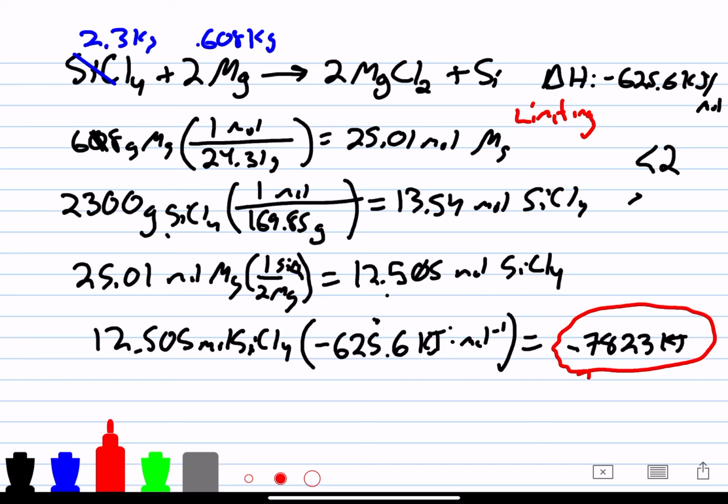For a quick recap, first we found the limiting reactant. We found that magnesium was limiting. Once we found that was limiting, we found out how much of the silicon tetrachloride we actually needed. From there, we could multiply however many moles of silicon tetrachloride we needed to use up all the magnesium by the molar enthalpy for this reaction, which gave us our answer.